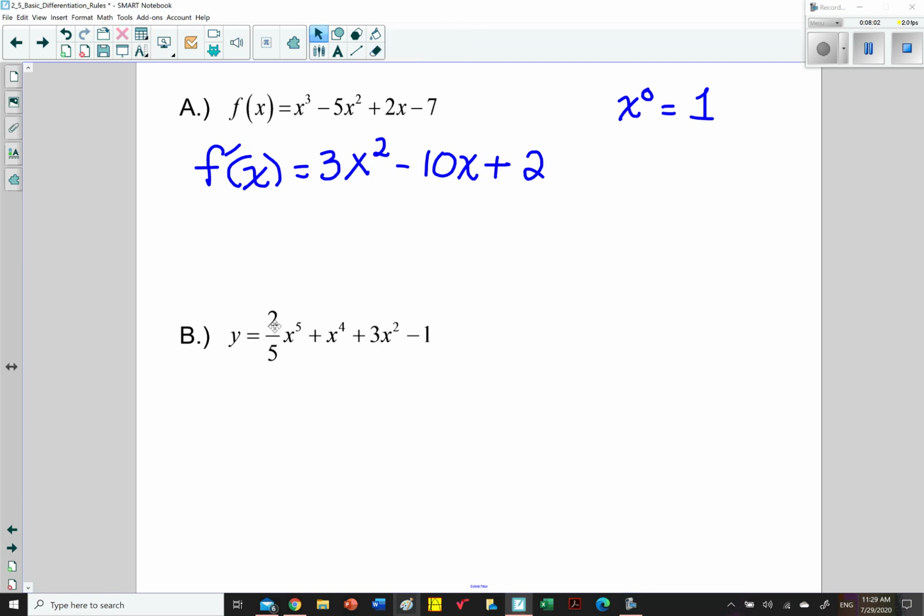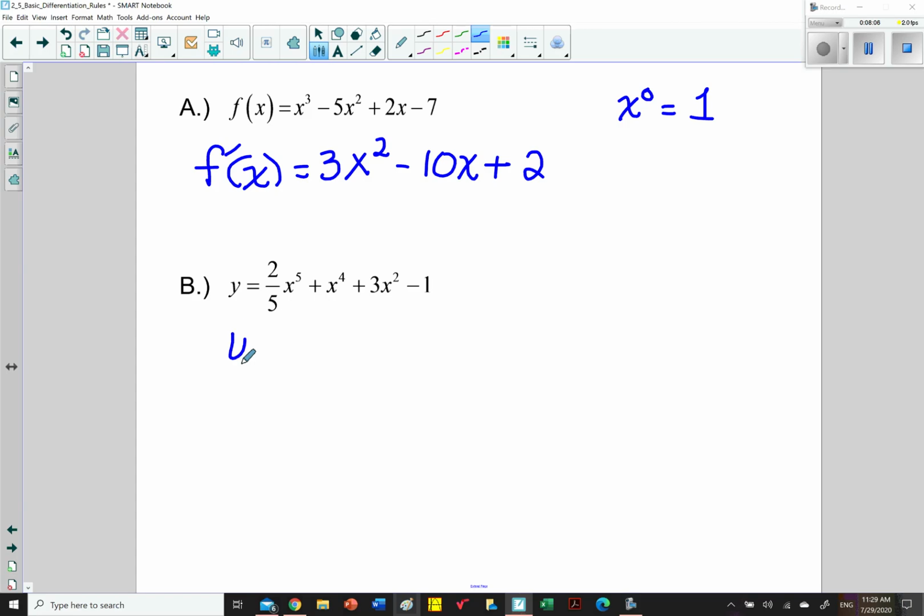Letter B, I'm going to give that one a try. We've got y prime is 5 times 2 divided by 5. So 2x to the 4th plus 4x to the 3rd plus 6x, and then the derivative of a constant is 0.